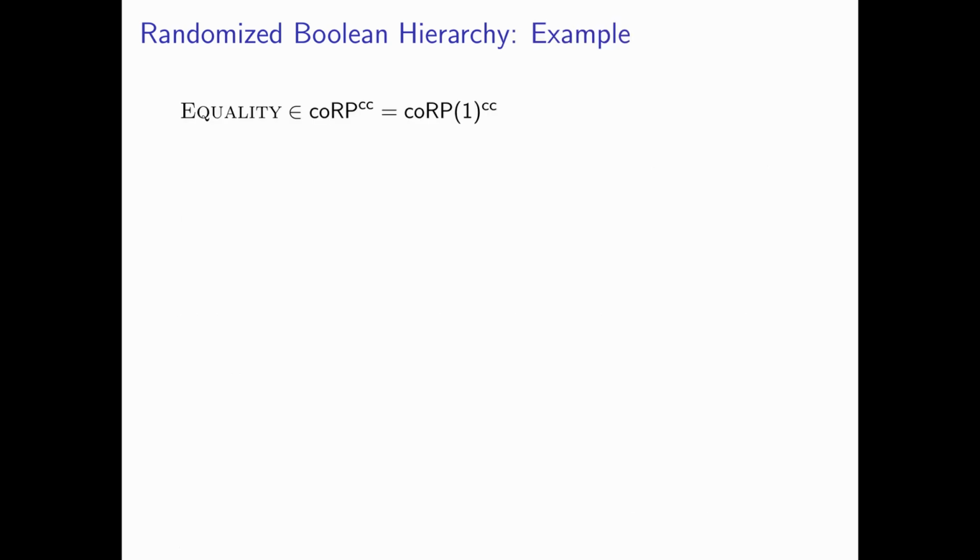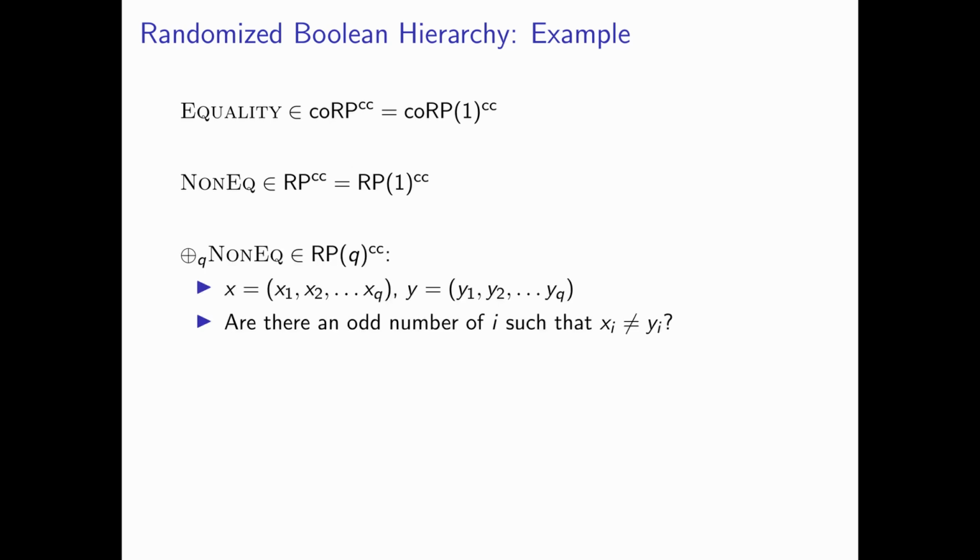Here are some examples of functions in various levels of the Randomized Boolean hierarchy. We already saw that equality was in co-RP, and so the negation of equality, non-equality, is in RP. Both of these are in the first level of the hierarchy. Let me define a function that I'll call parity of Q non-equalities. Alice's and Bob's inputs are each divided into Q blocks, x1 through xQ, and y1 through yQ. Parity of Q non-equalities returns true if there are an odd number of i such that xi is not equal to yi. This is pretty clearly in RPQ.